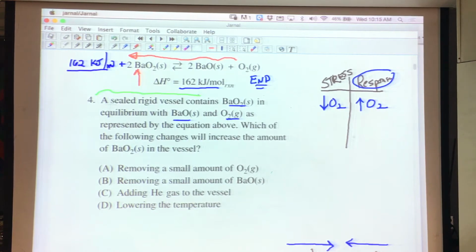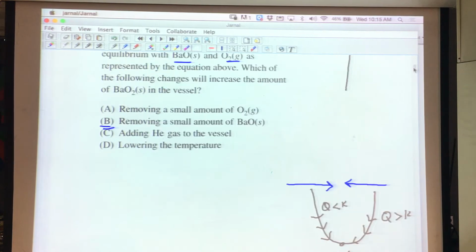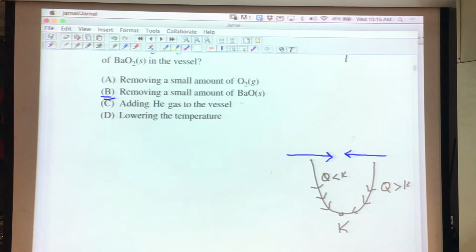Go in the forward direction more spontaneously, and this would increase. That can't be the answer. Look at the other: removing barium sulfate. By the way, this is important. Put a circle around this one. This is not the answer. Can anyone tell me why? Removing a small amount of barium sulfate.